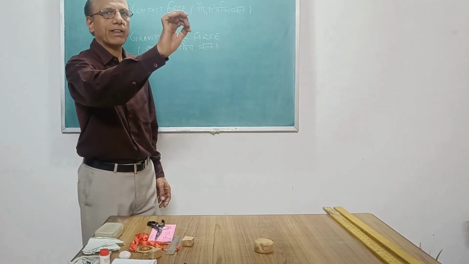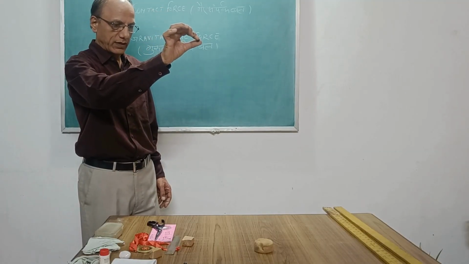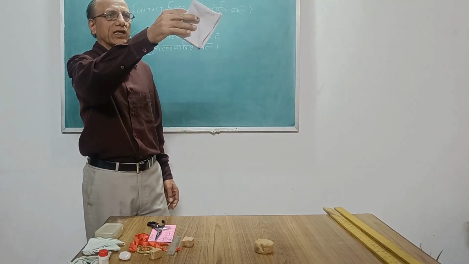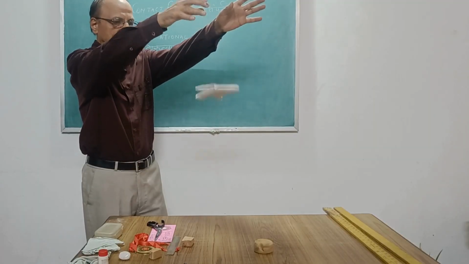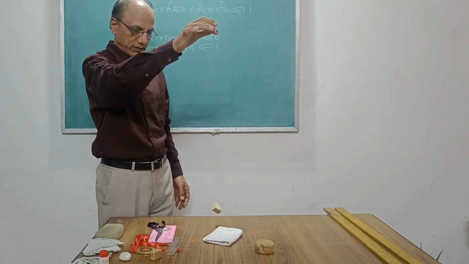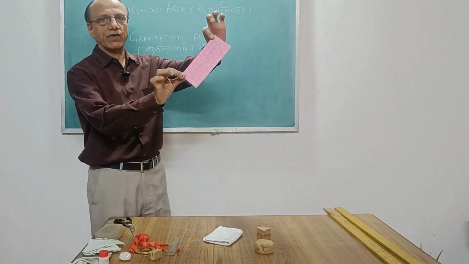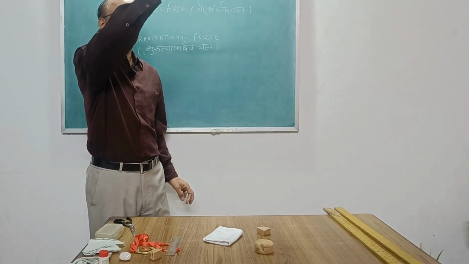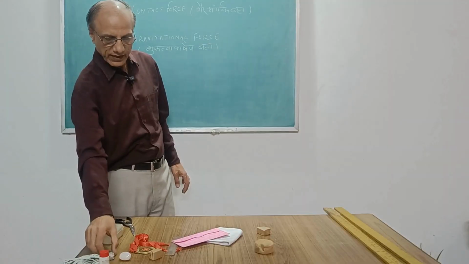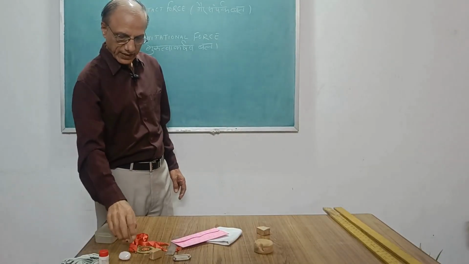Even this marble will just fall down. This is the cloth. If I leave it, so it is going to fall. This wooden piece is going to fall. This envelope paper, it is not going up, but it will also move or fall down. This is the eraser. This will also fall down.